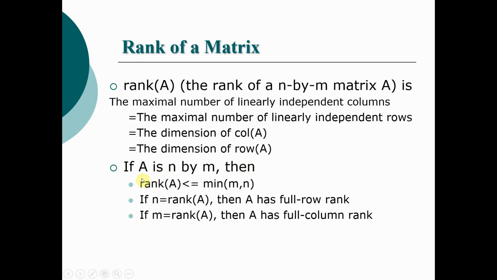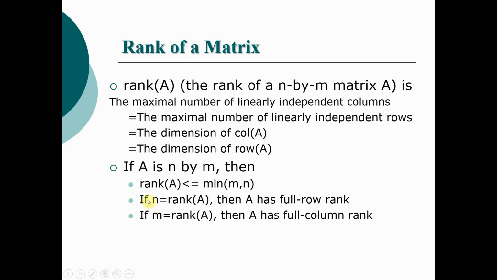We already mentioned that this rank has to be equal to the minimum of m and n. Let's say if your matrix A has 2 rows and 3 columns, rank of A is definitely smaller than or equal to 2, right? It can't be 3 because you only have 2 rows, so you have maximum 2 independent rows.